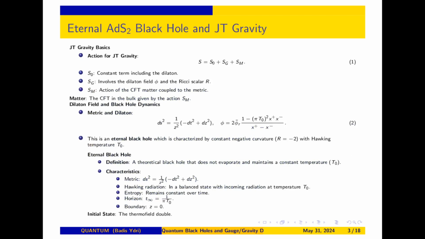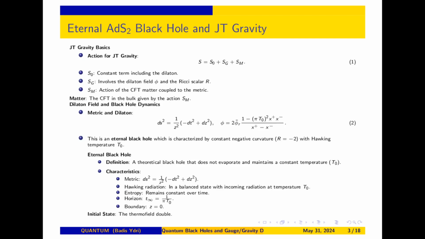Let's begin with the basics of JT gravity, which stands for Jackiw-Teitelboim gravity. This is a two-dimensional theory of gravity that simplifies the complex problem of quantum gravity while retaining essential features. The action for JT gravity is given by equation 1. For an eternal black hole, the metric and dilaton are described by equation 2.